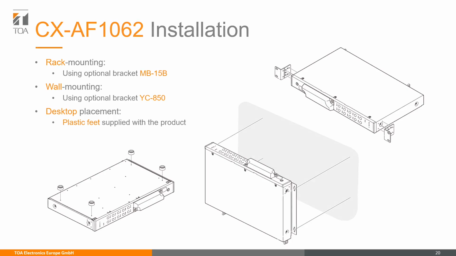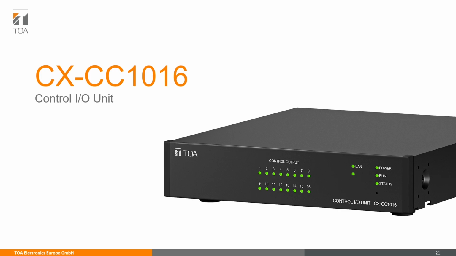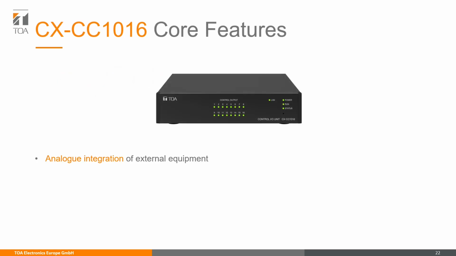Now we come to the final product of this webinar, the CX-1016, the control in and out unit. The main purpose of this device is again the analog integration of external equipment, but this device is entirely focused on control inputs and outputs. We do not have operation features at the front, but detailed front panel indication.